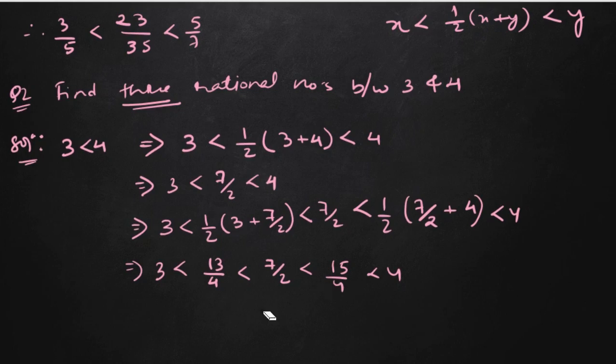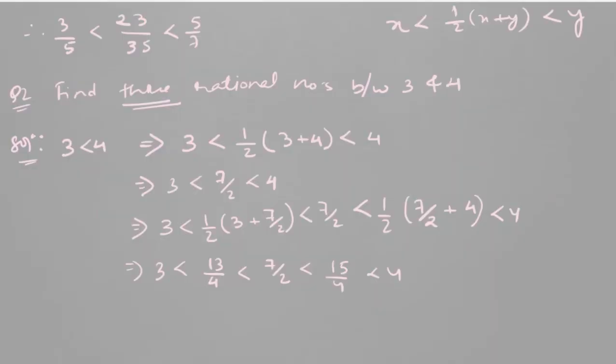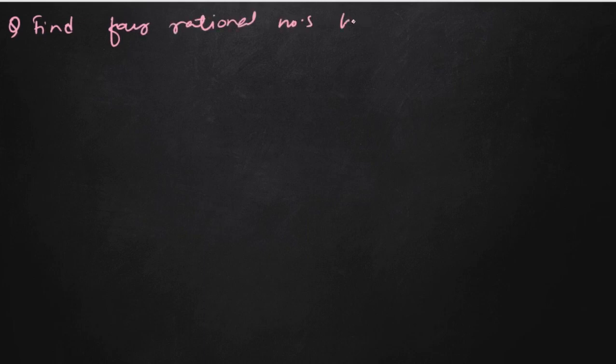So suppose we solve this question. Suppose the question is: find 4 rational numbers between 3 by 2 and 5 by 3. So we need to find 4 rational numbers.